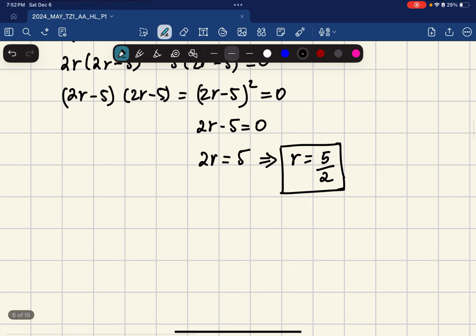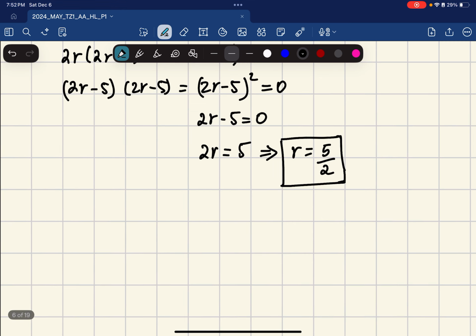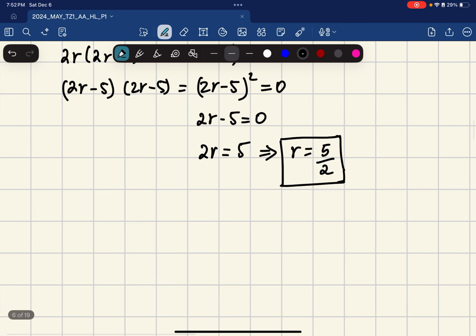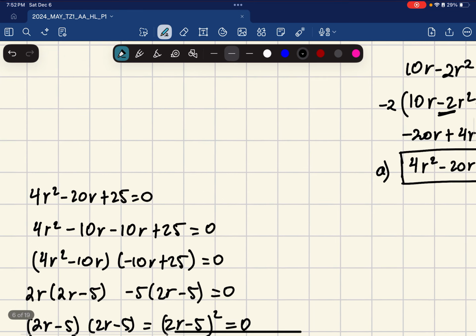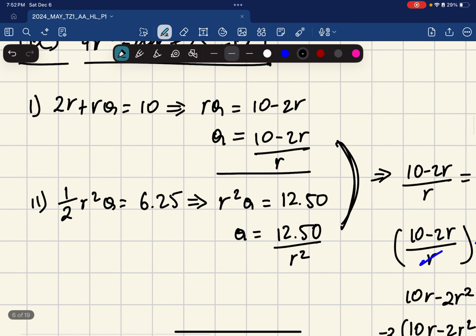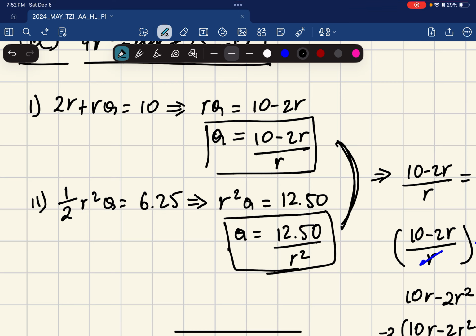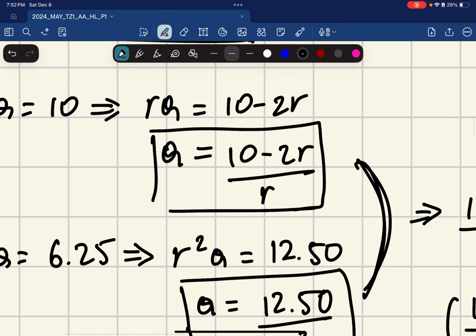Perfect. Now, with this, I know what r is, but I'm also asked to find what theta is. And I remember that theta is the same as either this one or this one. So you choose. You can plug in the value of r in either one or the other, and you find the answer. And I personally like the first one on top here better, because it doesn't involve decimals. But you can choose whichever you want, and it will still give you the same answer.